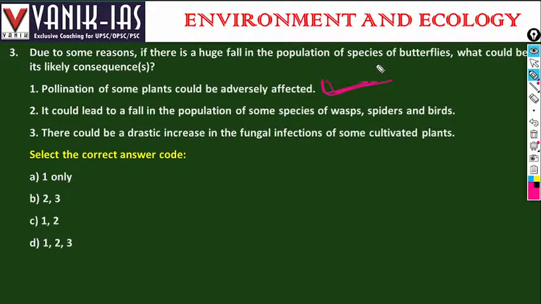It could lead to a fall in the population of some species. Yes, some species like wasps, spiders and bats, because they are food for certain bats, snakes and spiders. They are the prey of butterflies. So the second statement is also right. There could be a drastic increase in the fungal infection of some cultivated plants. See the word drastic increase. In such a situation, the third statement is wrong. Whenever it's a drastic increase, sudden increase, high increase, a polarized statement, this is wrong. So options one and two are the right answer.